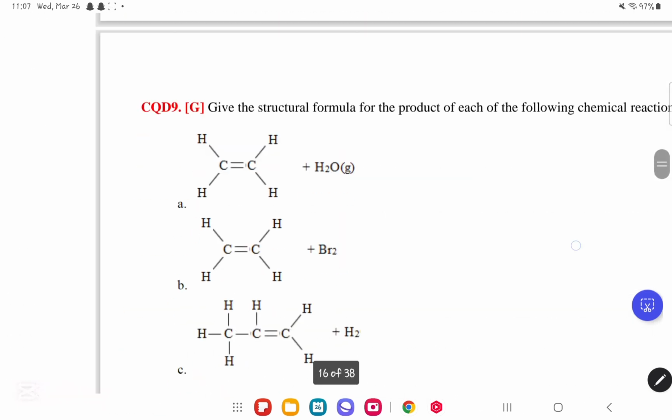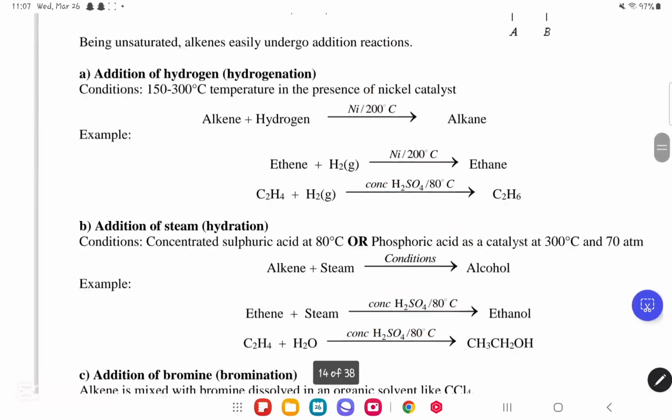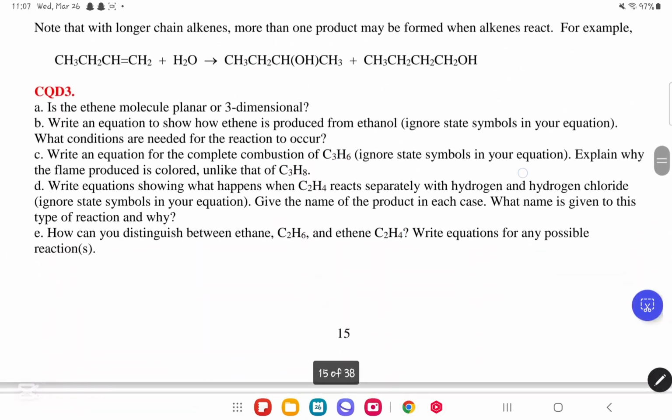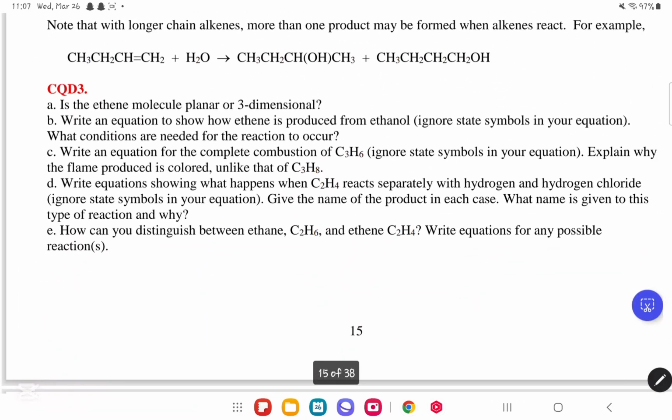So, no question here. Actually, wait, did I miss any questions up? No questions missed. We come to CQD number 3. It is a long question, but I hope it's not going to be long while writing. Is the ethene molecule planar or 3-dimensional? Here you just need to know that it is planar. I do not believe they're going to ask us because we did not take this specific part.